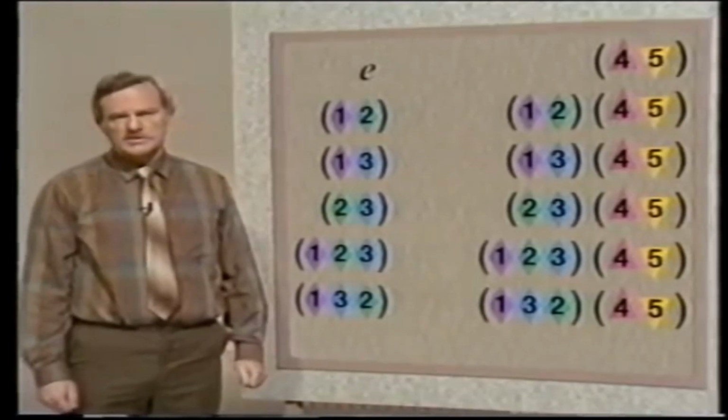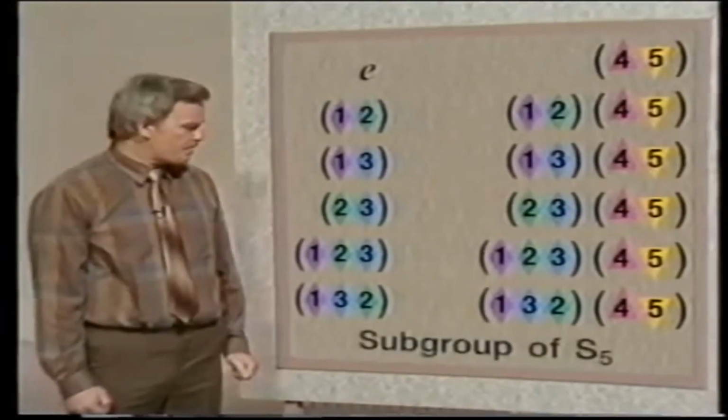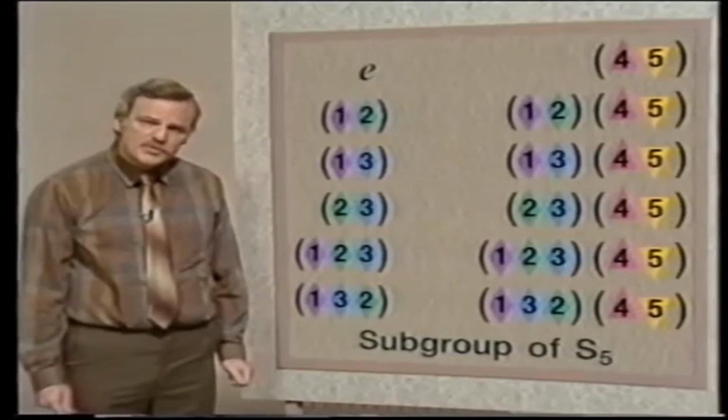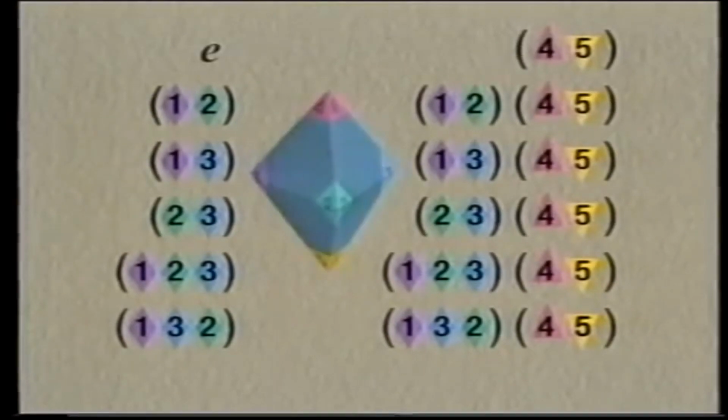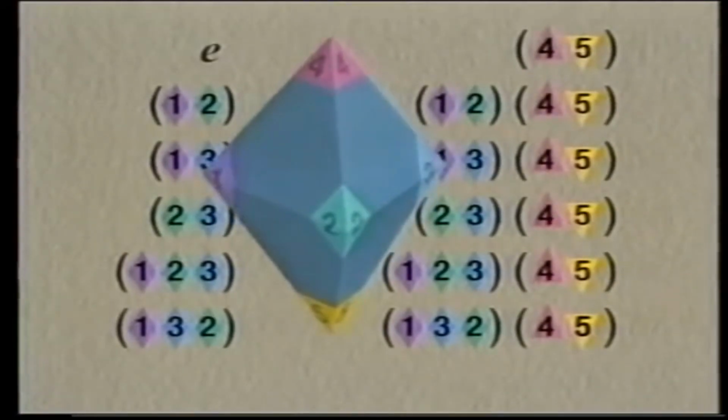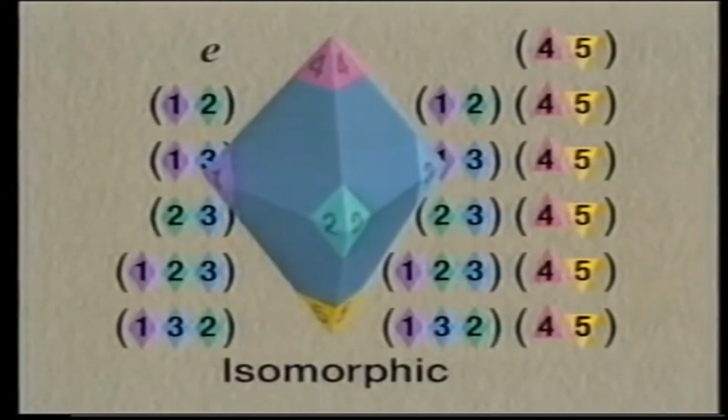Let's now look more closely at the permutations themselves. They form a subgroup of S5. It's a group in its own right, but it's essentially the same as our geometrical group of symmetries. In other words, the permutations compose in exactly the same way as the corresponding geometrical transformations. We say the 2 groups are isomorphic.